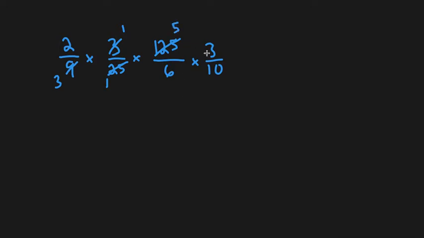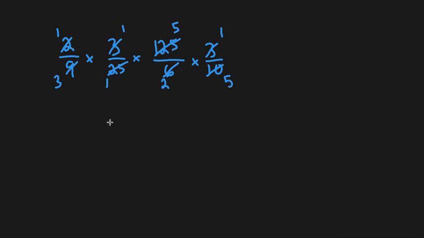Similarly, 6 and 3 have a common factor of 3: 6 divided by 3 is 2, and 3 divided by 3 is 1. Now we have a common factor of the 2 and the 10. 2 and 10 have a common factor of 2. So 2 divided by 2 is 1, and 10 divided by 2 is 5.